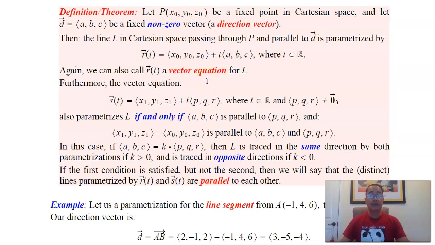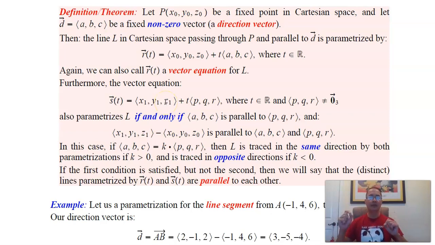The parametrization for the line is not unique. We can have another one. So let's call it, let's say, s of t. So let's change the zeros to ones, and let's pick different letters for the direction vector. How do we know that we also have a correct parametrization for the same line? Well, let's start off with the direction vectors. They better be parallel to each other. But what about these constant vectors, the points passing through the line?